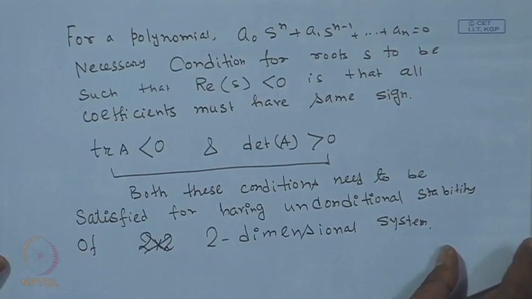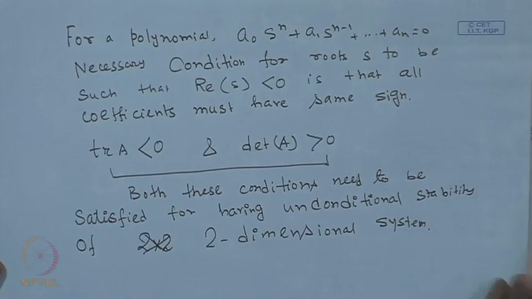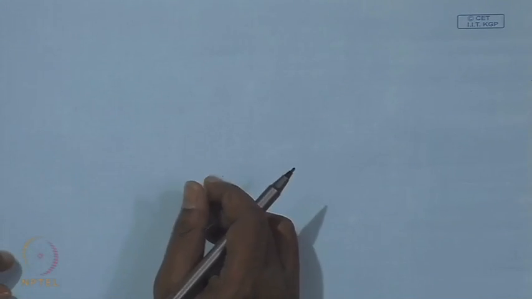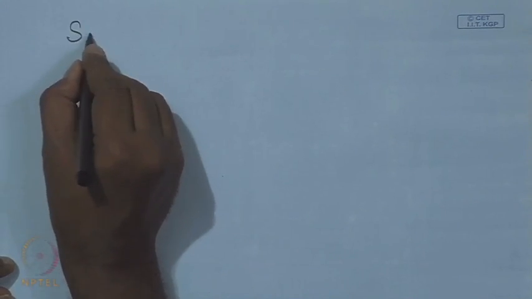For a higher dimension system, what will be the condition? That we will discuss shortly. Okay. Now, let us talk about two kinds of bifurcation. One is the saddle node bifurcation.